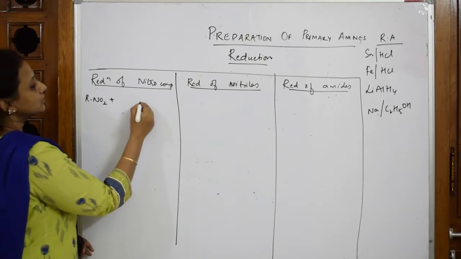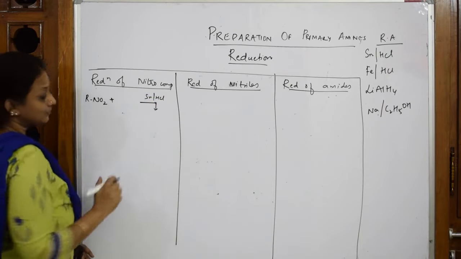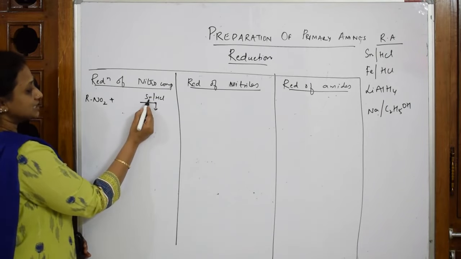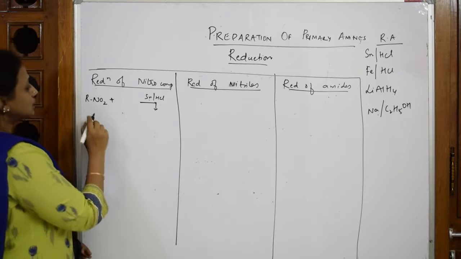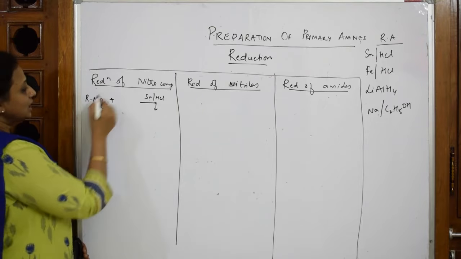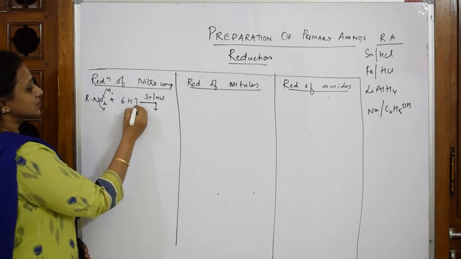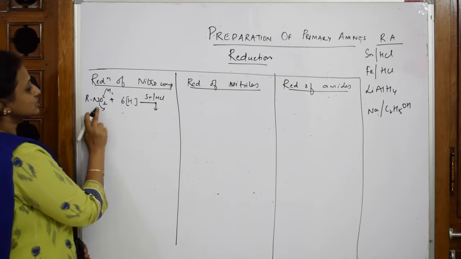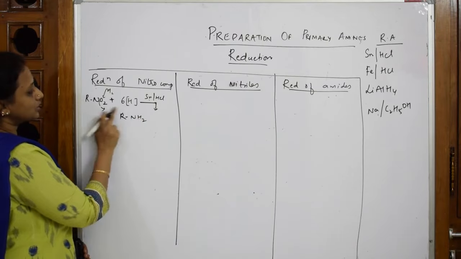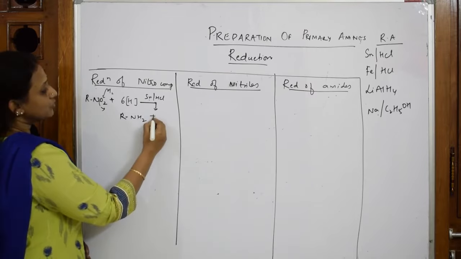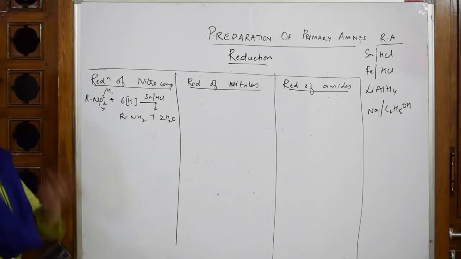RNO2 plus a reducing agent like Sn/HCl or Fe/HCl. So this is a reducing agent. In the exam, if you find this particular reagent, it means you have to add hydrogen. So now I have to remove this oxygen and add hydrogen to this, isn't it? So let me add 6 hydrogens to this. I'll tell you why. When I add 6 hydrogens, 2 will go here. So what do you get? RNH2, already 2 have gone, we still have 4. So 4 hydrogens come out as 2 water molecules with this oxygen. So didn't I prepare primary amine?